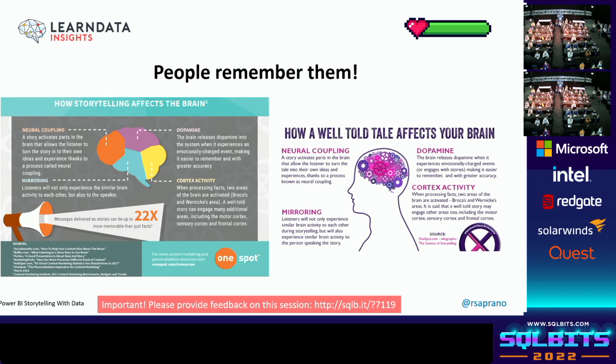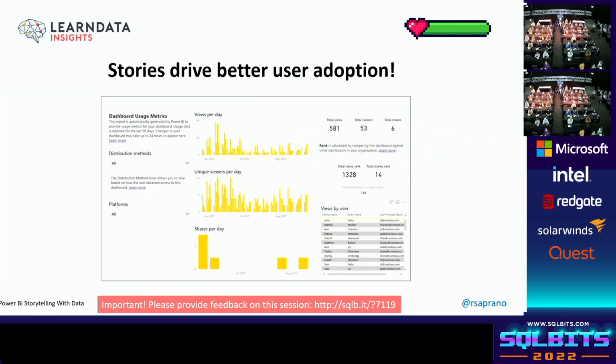So yeah, this is just some of the science behind why stories. Again, we've talked about this. It's quite innate to how we are as humans. It affects how we interpret things. People remember stories. People really resonate with them. But from a Power BI perspective, this is your real reason.